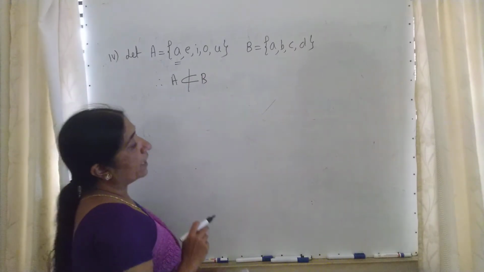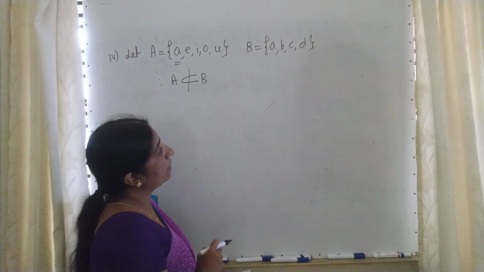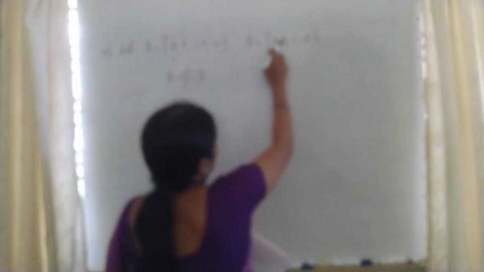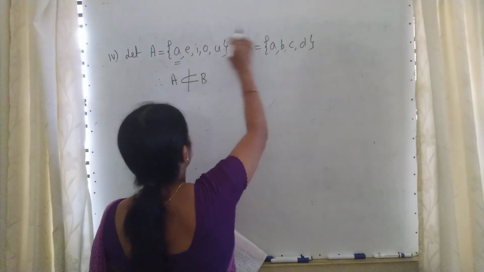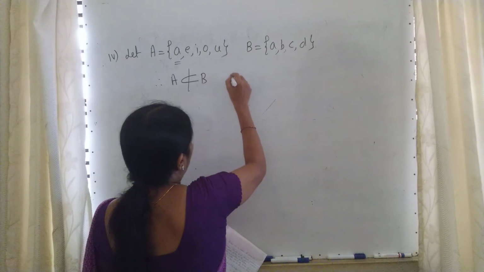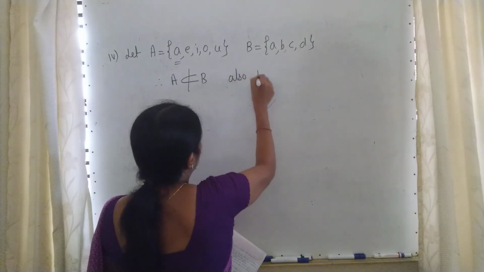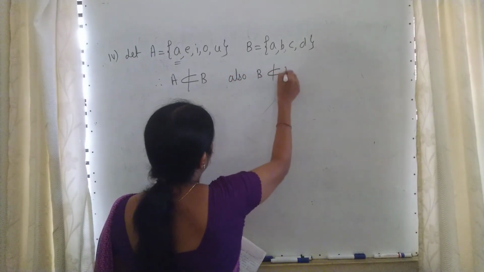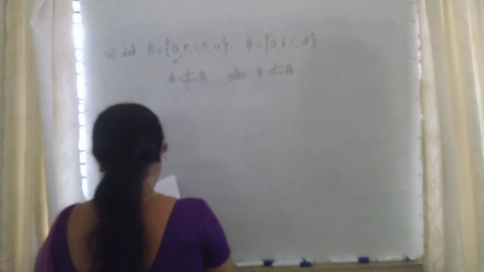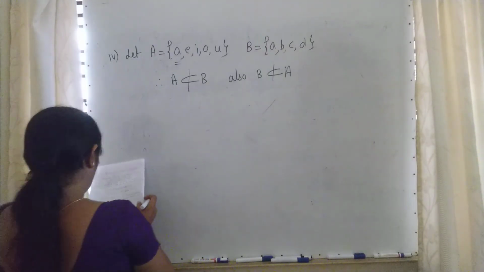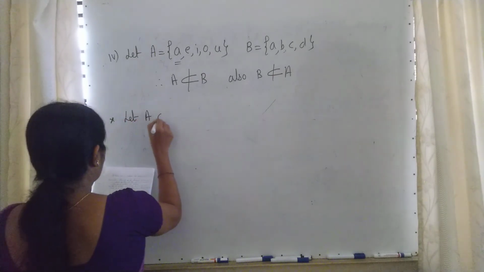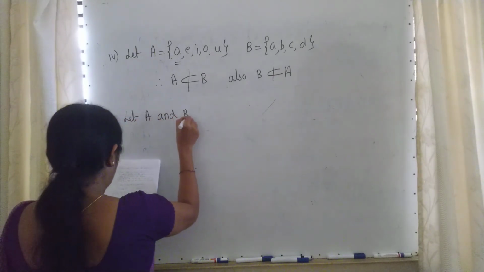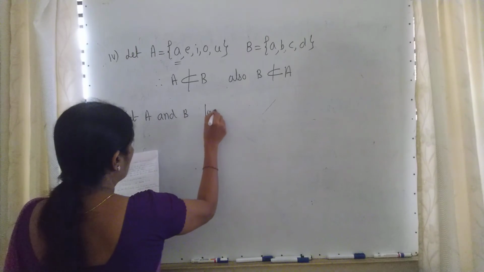Then moving to the second one, check whether B is a subset of A. Here we have b in the set B but it is not in A. Therefore, B is also not a subset of A. Next, moving to the next one. Let A and B be two sets.